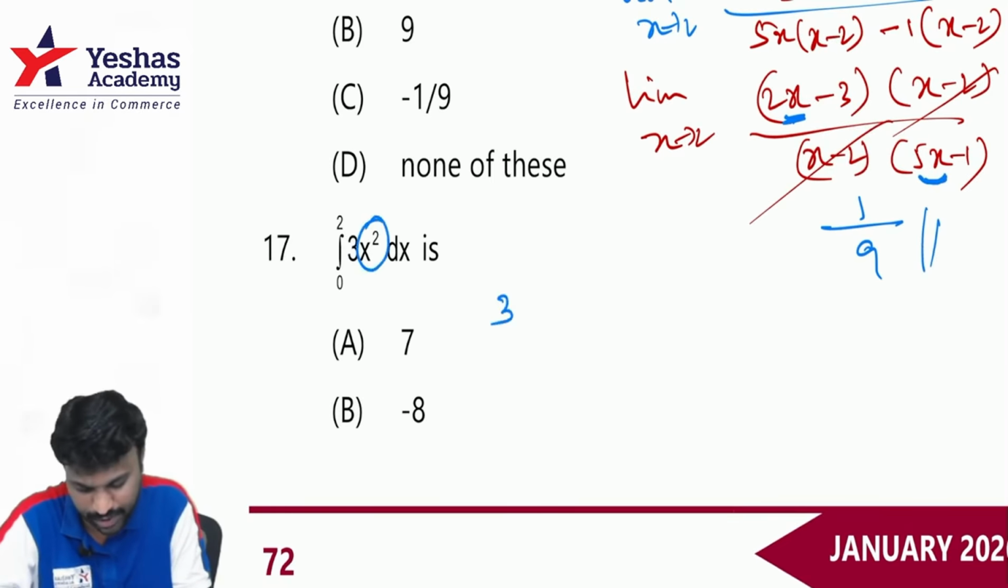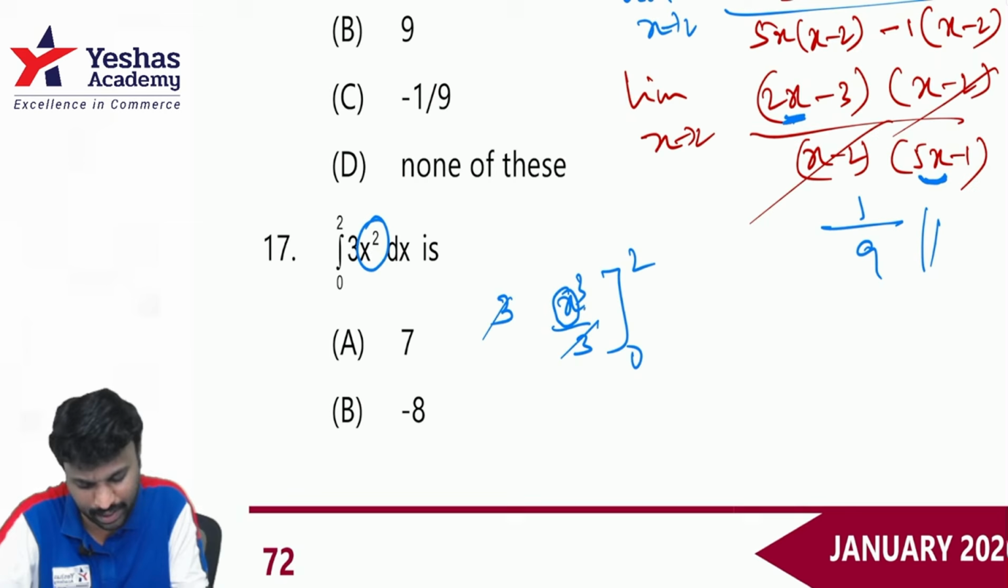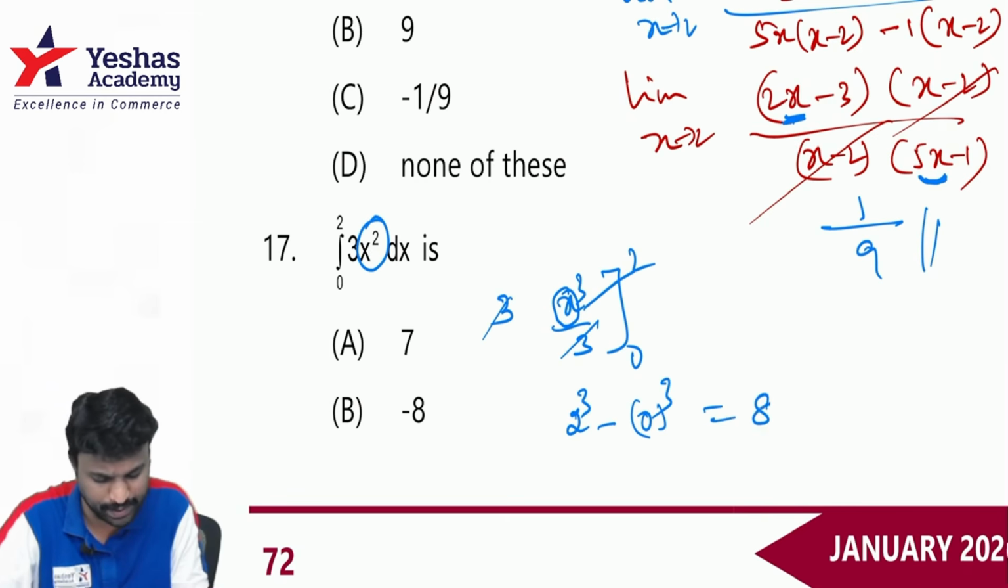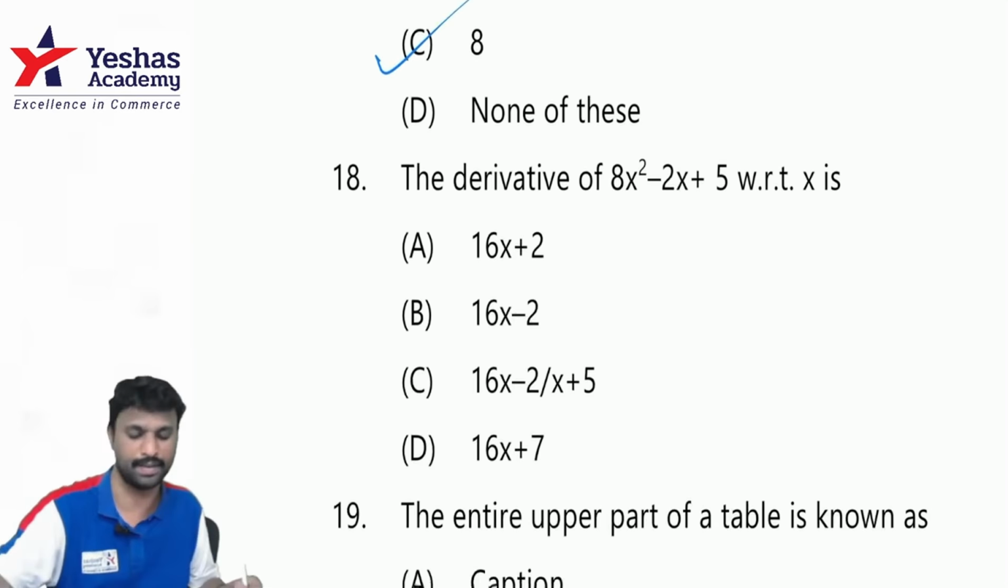X square integration is x cube divided by 3. Substitute the limits now. 3 first of all gets cancelled. Now upper limit minus lower limit. X value upper limit is 2, 2 cube minus x value is 0, 0 cube. So 2 cube is equal to 8. 8 minus 0 is 8 only. That means option C is the right answer.